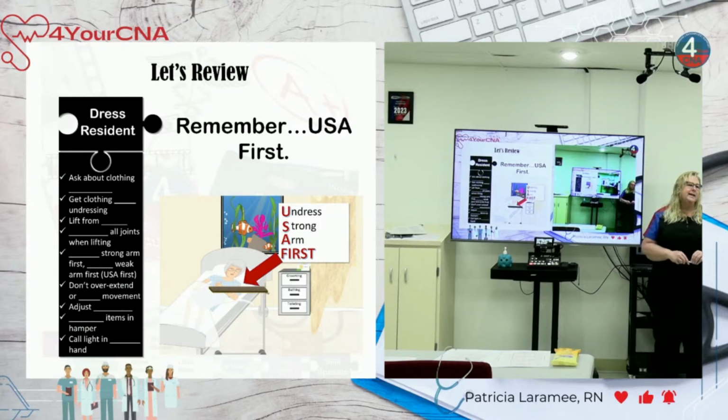Yeah, which arm is injured or weak. Absolutely. Because we have to know that in order to know how to undress the patient, because we're going to undress the strong arm first. And then we'll dress that weak arm first. That way the garment just slides right on, no motion required. We don't want to overextend or force movement.